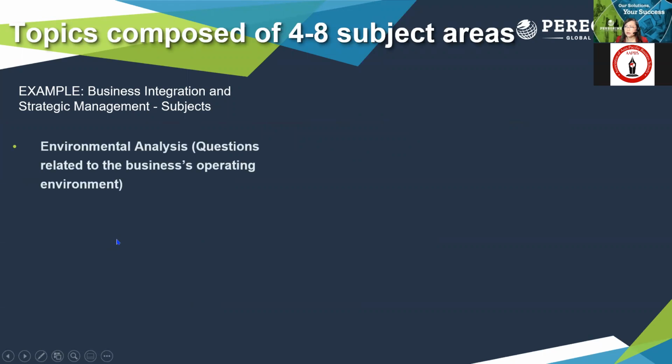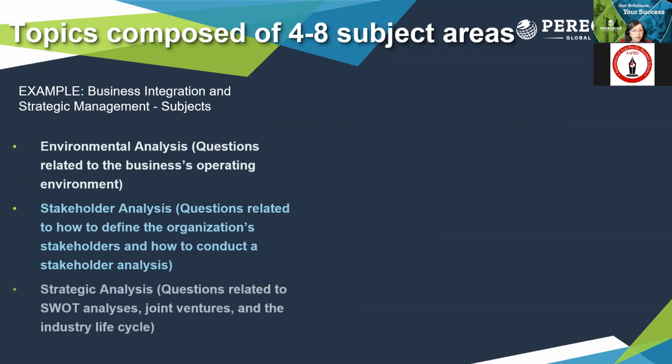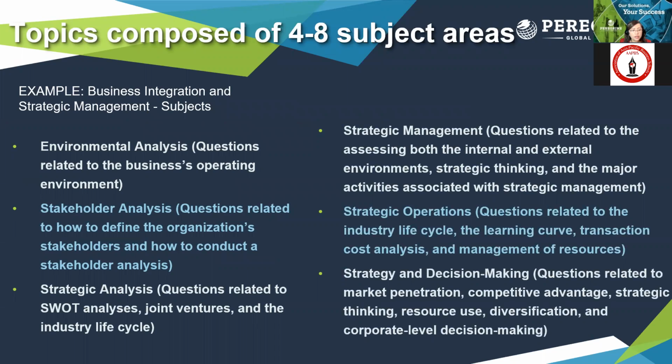As I mentioned, topics are composed of 4 to 8 subject areas. Here's an example of the business integration and strategic management topic, and it's made up of these 6 different subject areas. A good thing is that when you are creating your assessment tool, you can review these subject areas and decide if there's alignment between our test bank content and your learning outcomes, your curriculum. And if you are in the process of putting your learning outcomes together, then your subjects are essentially your learning outcomes without the verb.